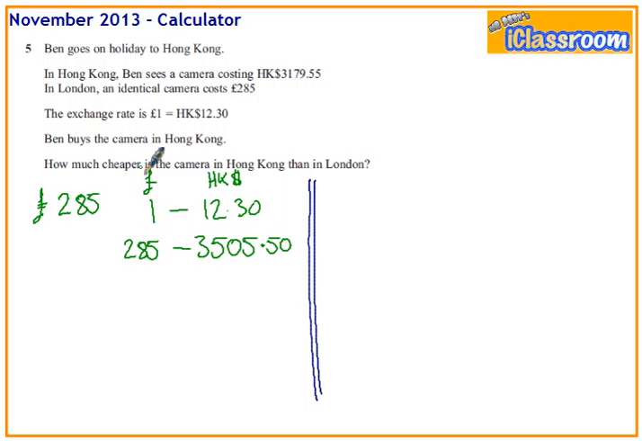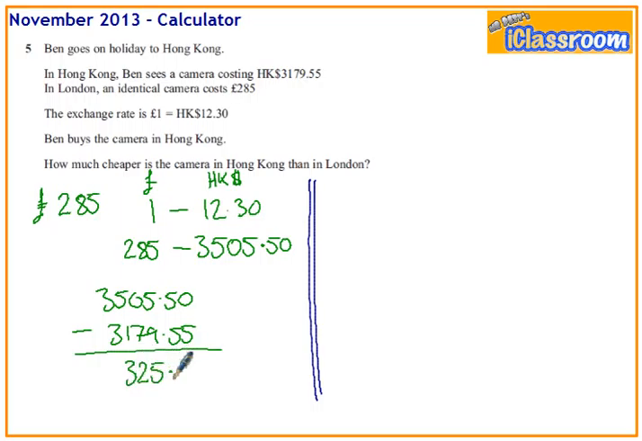Now we want to know how much cheaper the camera is in Hong Kong than it is in London. How much cheaper? So I now need to do a subtraction to work out the cost difference between the price of the camera in London and the price of the camera in Hong Kong. So I need to do 3505.50 subtract 3179.55. And again, tapping away on my calculator, I find out that my answer is $325 and 95 cents. So this is in Hong Kong dollars.